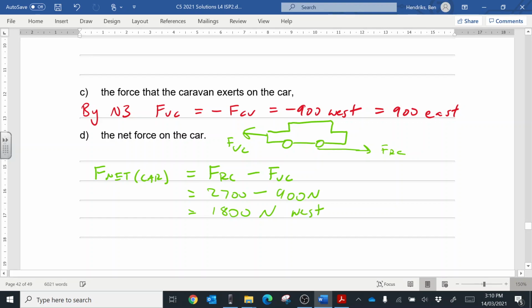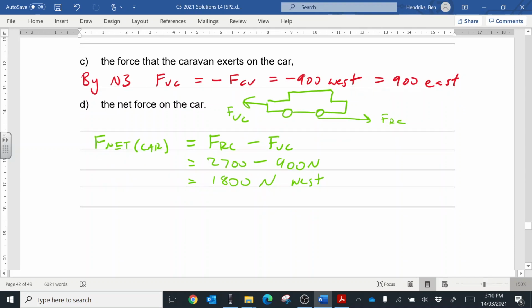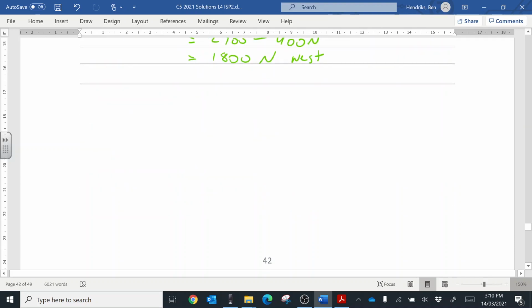And if you just looked at the car in isolation and calculated using its mass, which is 1,200 times 1.5, it is the same: 1,800 newtons west as well. So we can corroborate: F net equals ma still holds true if we look at it in isolation.